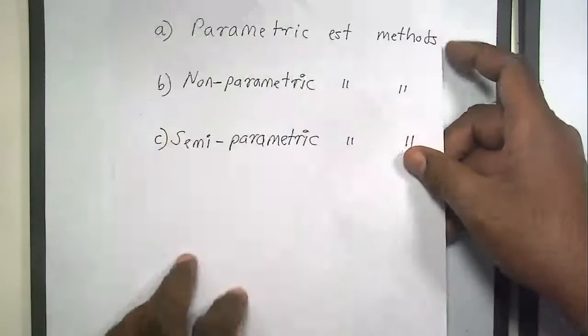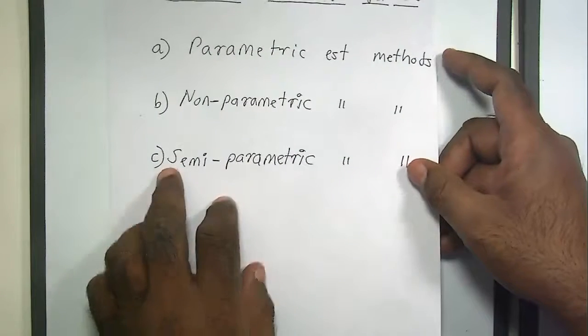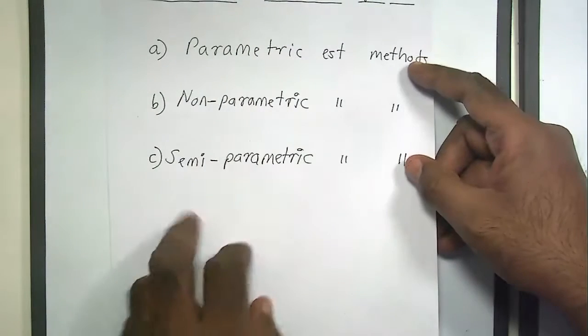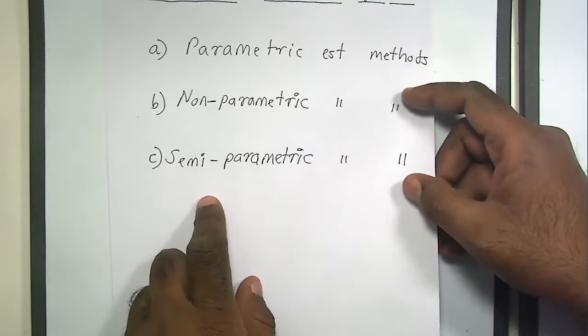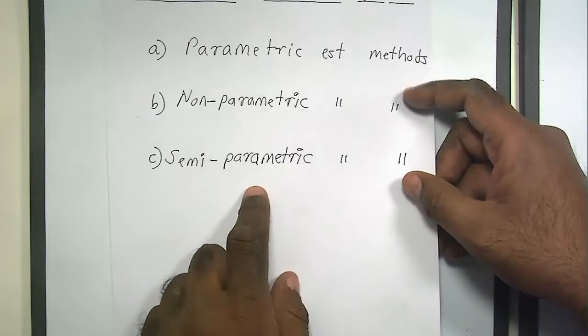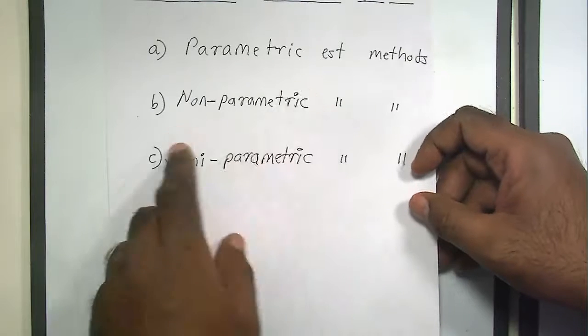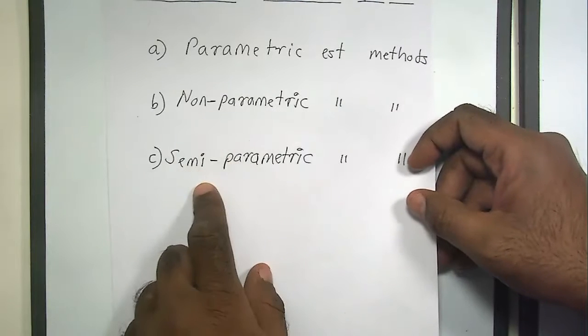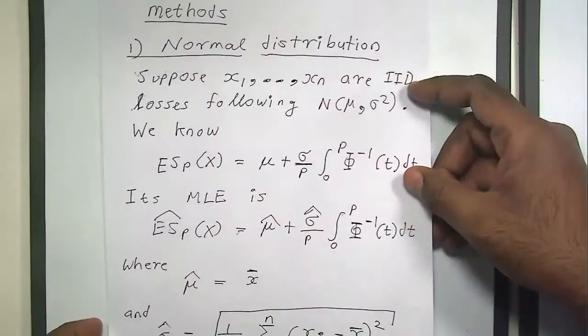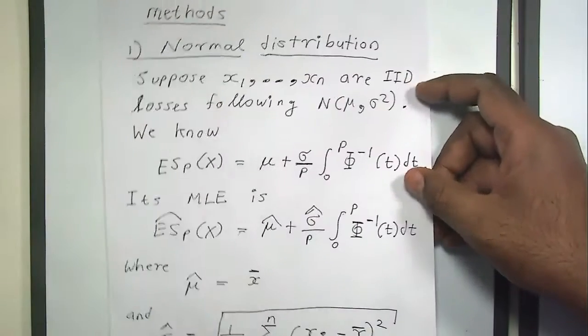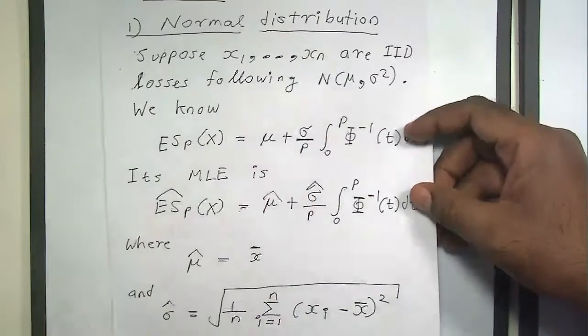But next, I talked about the estimation methods for ES. There are three groups: parametric estimation methods, non-parametric, and semi-parametric. Starting with the parametric, I talked about the normal distribution method.